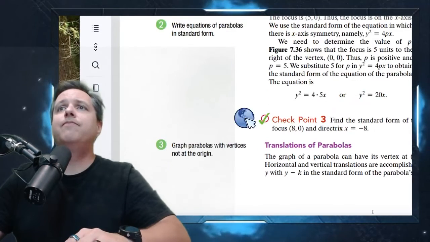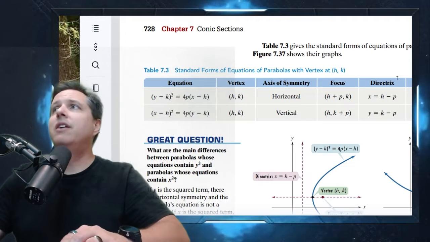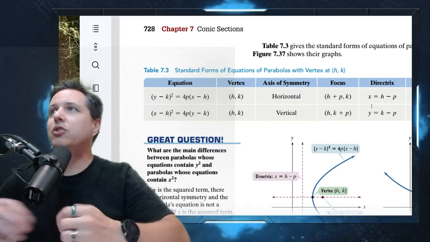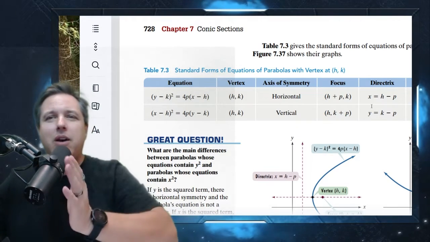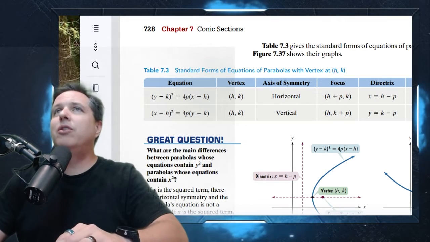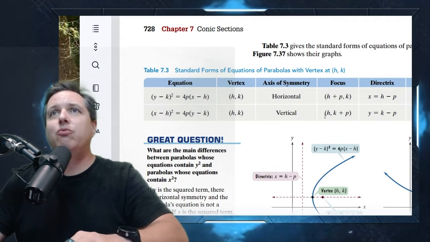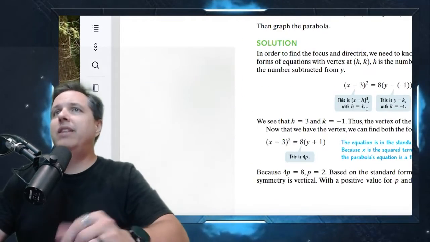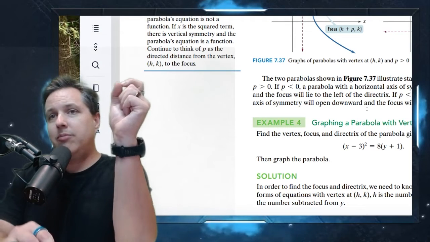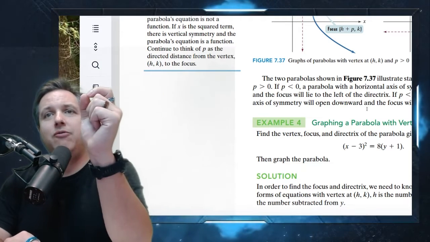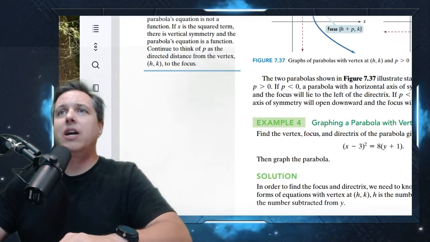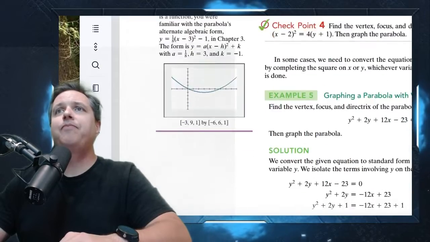Here we go, transformation of parabolas. They give you on page 728 a nice little summary that can help you keep it all straight if you start to get confused about shifting left, right, up, or down. This table on 728 will help set you right with it. And that's really all there is to these. Just like all the conics, you're sometimes going to have to use completing the square to get things in the right form, but you hopefully are comfortable with that process by now.